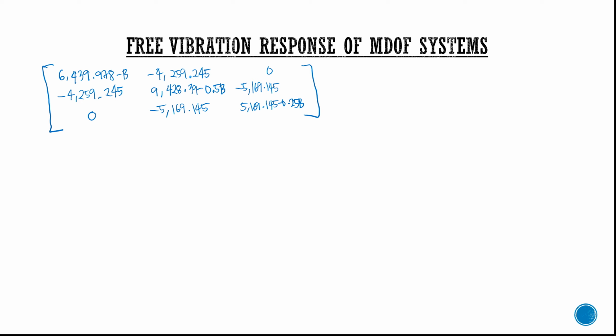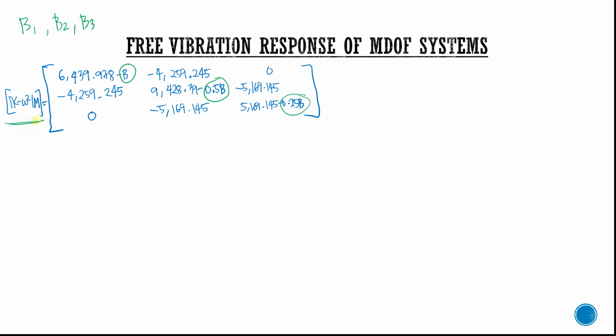Now, let's go back to this form. This is the stiffness matrix minus omega squared times the mass matrix. If you look closely, we have our B's here: B, 0.5 B, and 0.1. Now, we have three B's: B1, B2, and B3.